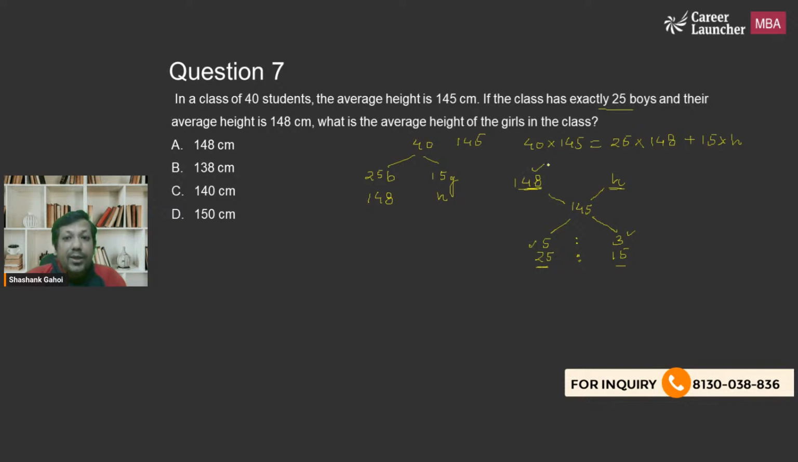If this value is greater than this value, then this value should be smaller than this value, because the average always lies between the two values, right? So this value must always lie between this and this. 148 is 3 more than 145, so h should be 5 less than 145, and that is going to be 140. So the answer of this question comes out to be option C, that is 140.